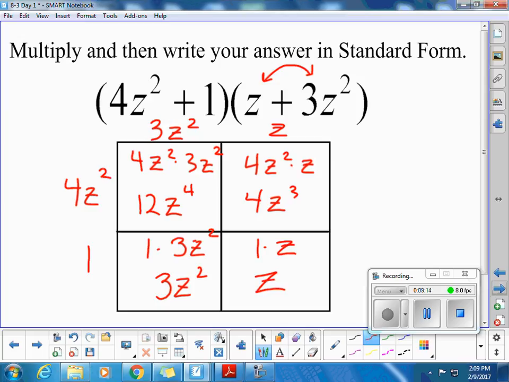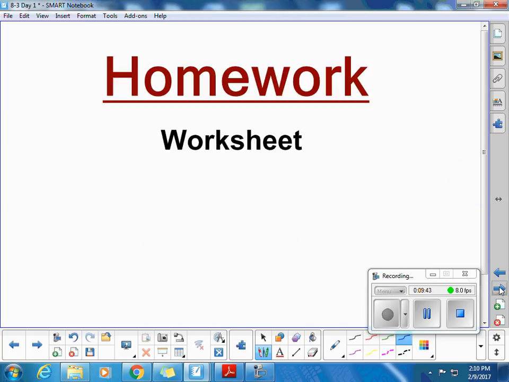Now here, do I have like terms? I don't. I have to the fourth power, to the third power, to the second power, to the first power, but I do have to keep them in that order. So I have 12z to the fourth plus 4z to the third plus 3z squared, I'm going to run out of room, plus z would be my answer in standard form. That is all for today.